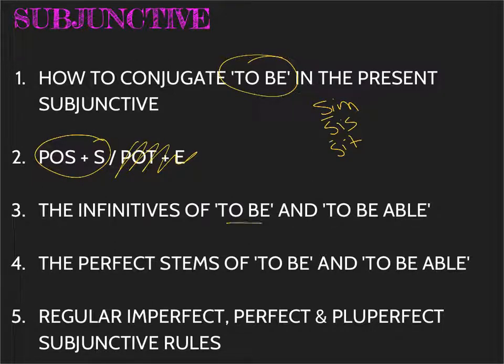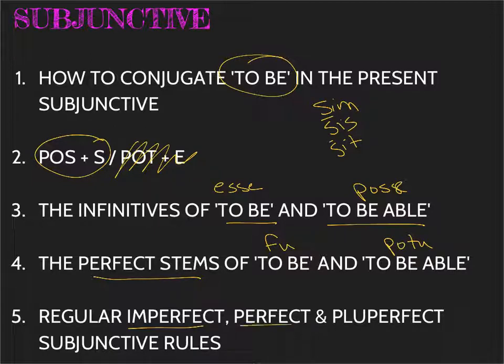You need to know the infinitives. So you need to know esse and posse. You need to know the perfect stems, so you need to know fu and potu. And then you just need to know the regular rules for these three tenses of the subjunctive. Infinitive plus the endings. You need to know the arem, ares, aret. And you need to know the isse plus endings. But you already know those because you know how to do that for regular verbs, so you should be able to do that for these irregular verbs.